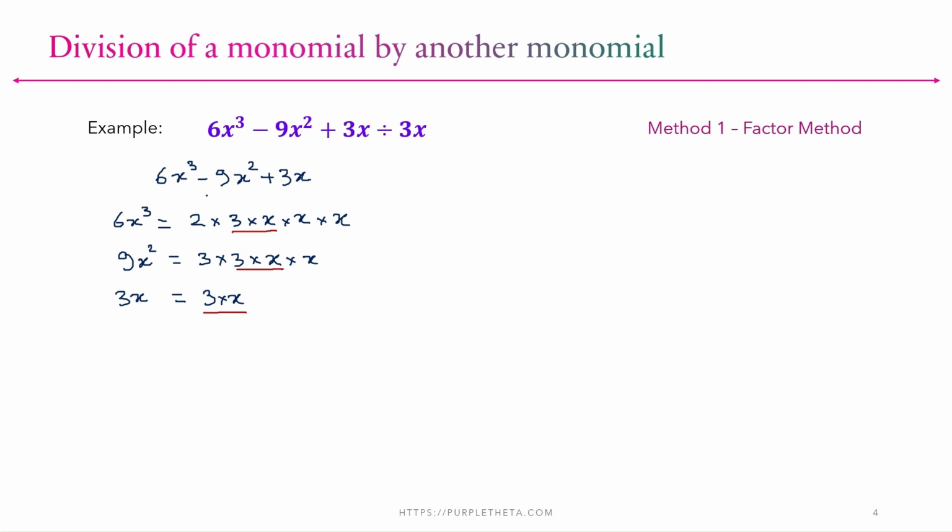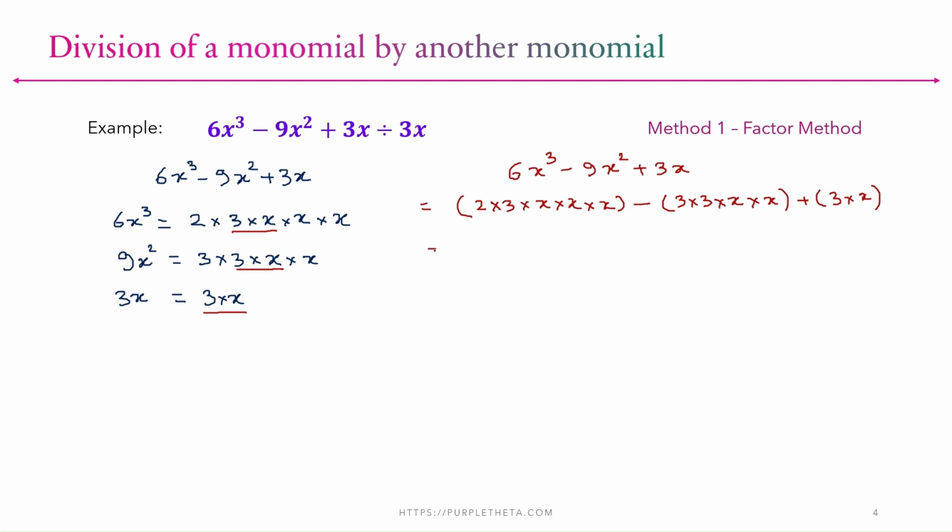So let us write 6x cube minus 9x square plus 3x in the factor form. So here we have, so this is going to be, okay. So I have written this polynomial in its factor form where we have broken down each of the terms in their factor form. Okay. Now we need to separate 3x from each term, right? So that we have 3x as a common factor.